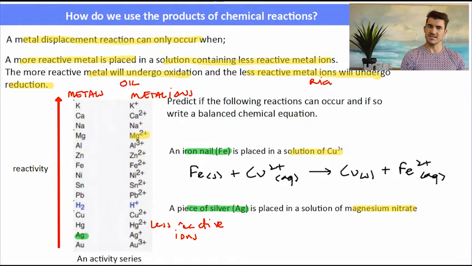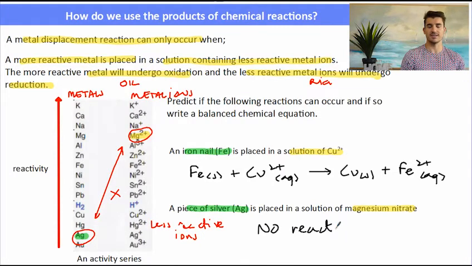But the problem is silver is a very unreactive metal, and when we place that in a solution of a more reactive metal, nothing will happen. The silver does not want to release its electrons, so it's holding onto them too tightly because it's unreactive. So no reaction will occur here.